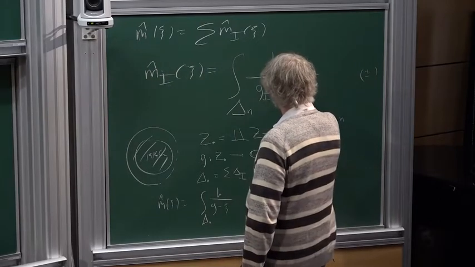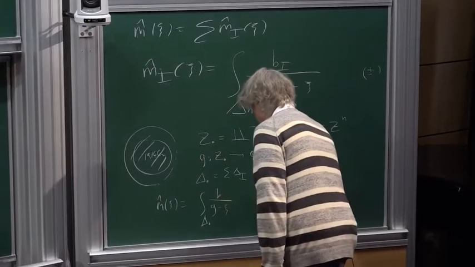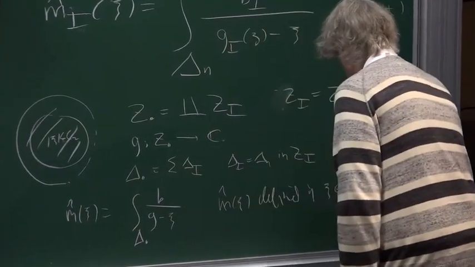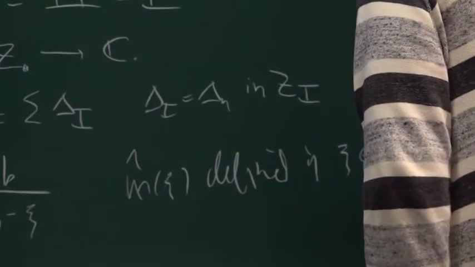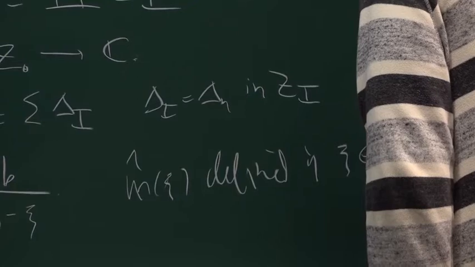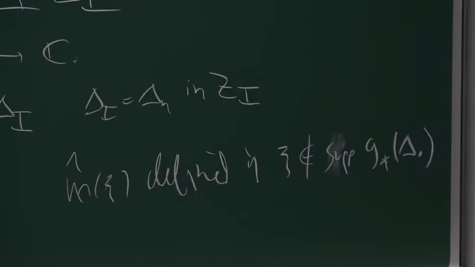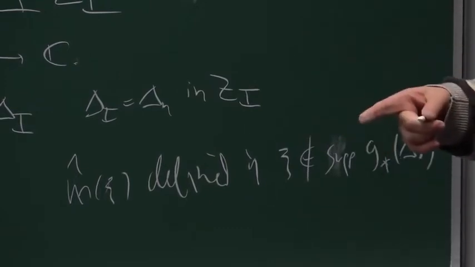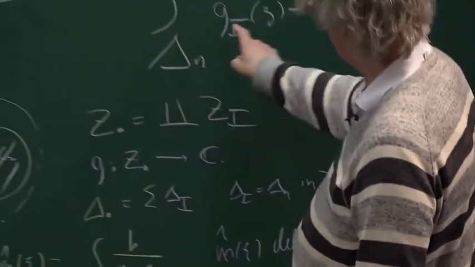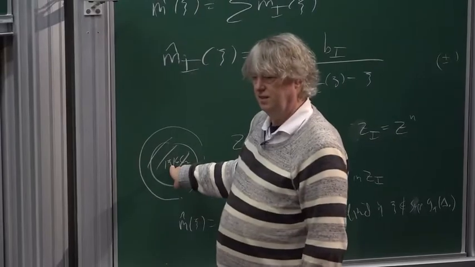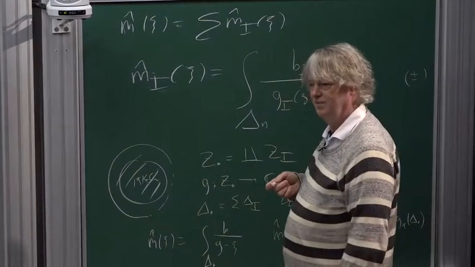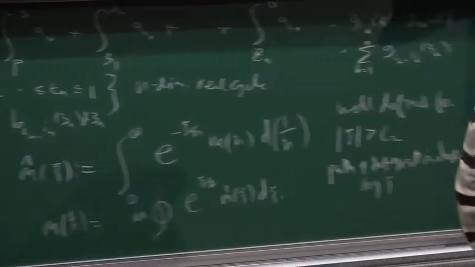This function is perfectly well defined for any xi, which is what I wanted to say now. So m hat of xi is defined if xi is not in the support of g lower star of delta dot. And this g lower star of delta dot is supported on a compact subset. All of these cycles have the property that g of the cycle is supported inside this disk. So if we take a value of xi which is not in this disk, then this integral is well defined. And this function m of h bar is just equal to the path integral around this thing.